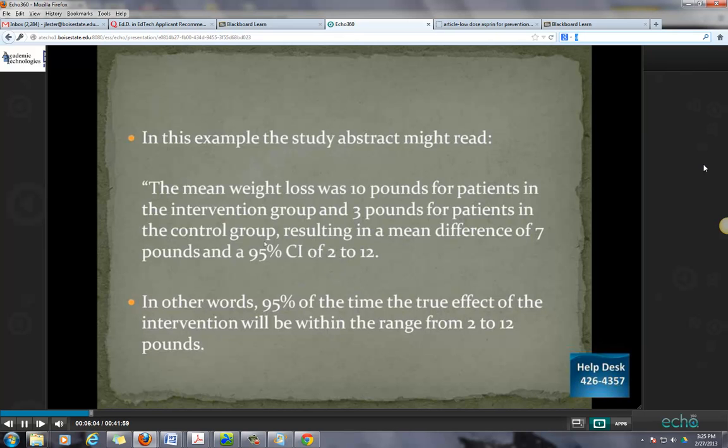So another way to say that is, if you went through all this work of whatever this weight loss program is, would you be happy with only 2 pounds of weight loss? If you would, then a 95% confidence interval is okay for you. Would you be happy with a 12-pound weight loss? And if you'd be happy with any weight loss in between there, then a 95% confidence interval is acceptable to you.